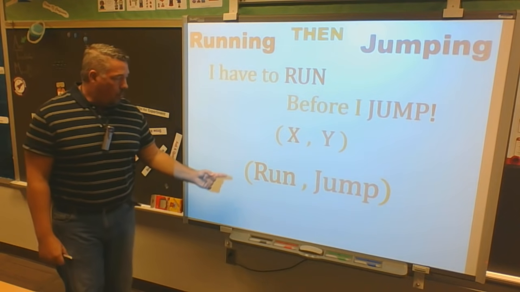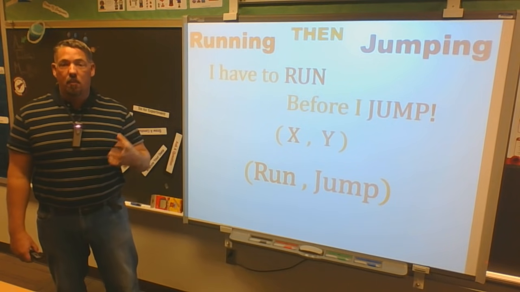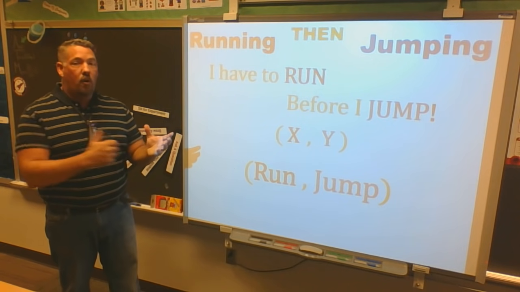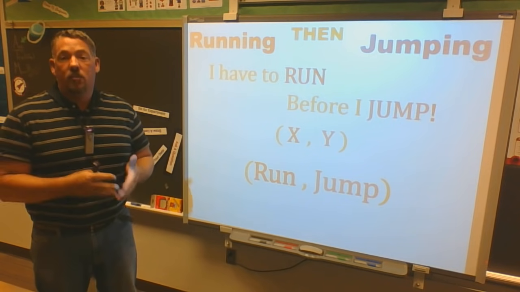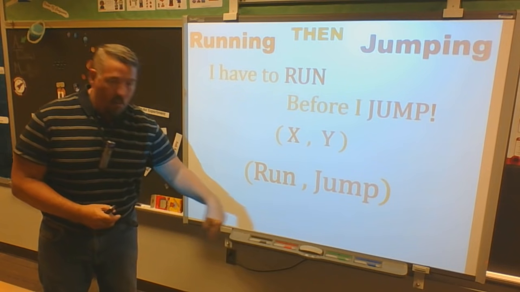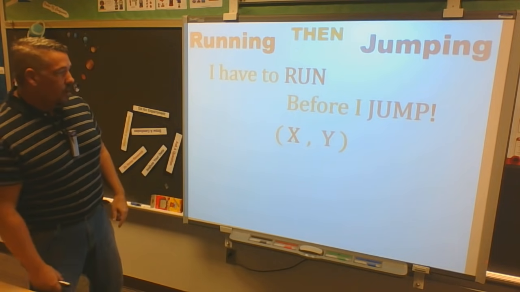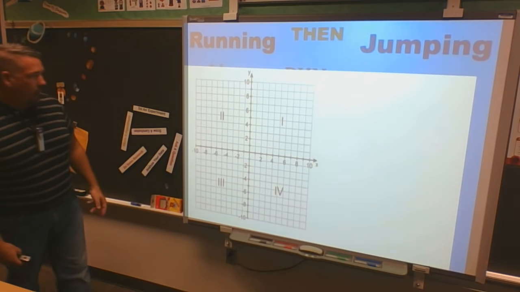So when we're talking about running and then jumping, then I know my first number is always going to be my run. It's going to be forward or backwards, positive or negative. My second number is always going to be my jump. I'm either going to jump up on the y-axis or jump down because it's a negative. So that lets me plot things then on my coordinate graph.